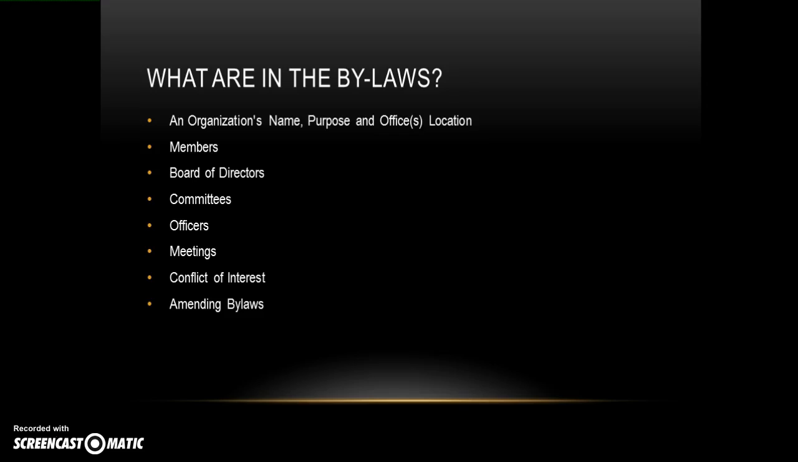So what is in the bylaws? These are some sections that are going to be in the bylaws. The first section is the name, purpose, and office. In this section, you're going to include the name of your organization, which should be stated in the bylaws, as should the purpose of your organization. You need to ask yourself, what is the reason for your organization's existence? And finally, you should state specifically where your offices are located.